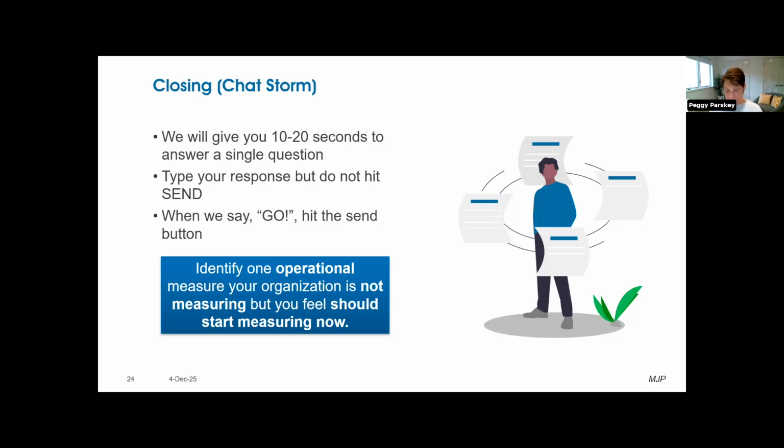I don't know, should I put my timer on? I guess I could do that. So Simon has not said go yet. So don't put anything in yet. Well, type, but don't hit send. One operational measure, a non-program measure. I may give a little bit longer than 20 seconds. I'm going to give 30.